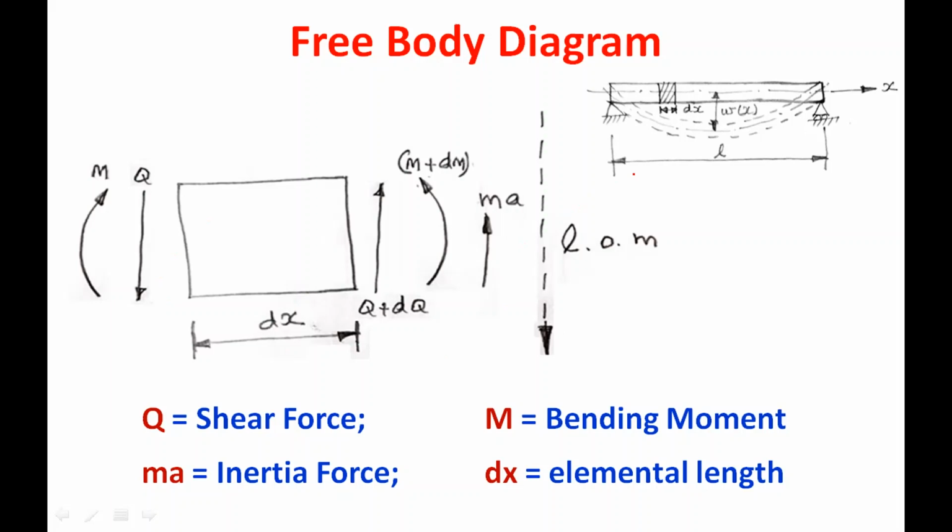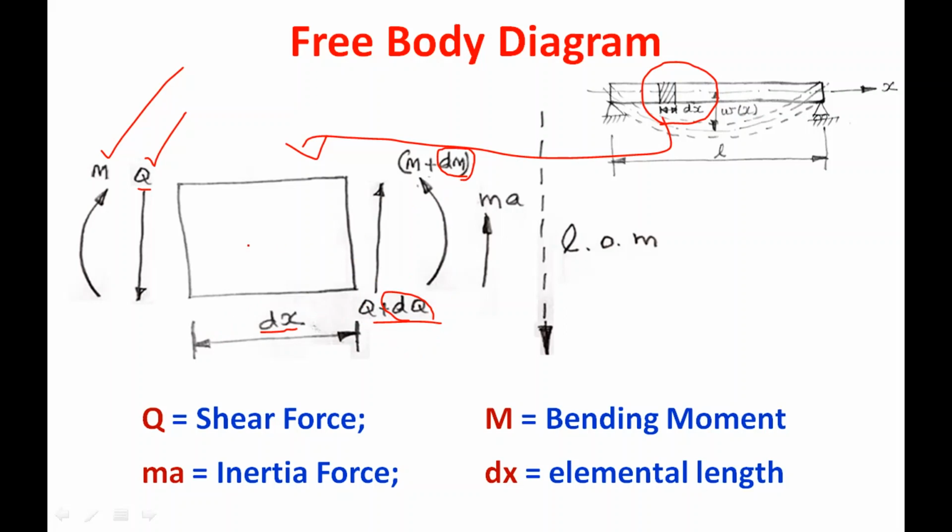So this is the free body diagram of this elemental length dx. Now we are introducing the shear force and bending moment for this elemental length. We are considering the left hand side downward shear force Q and the right hand side upward Q plus dQ, because after this elemental length dx there will be a small incremental change in the shear force as well as the bending moment. That is why we show here Q plus dQ, and the bending moment we are assuming positive bending moment.